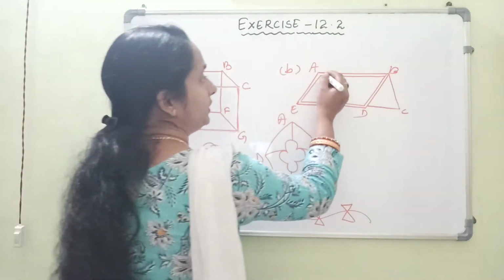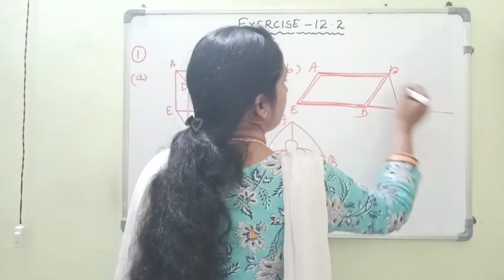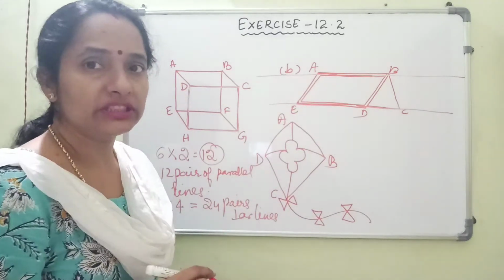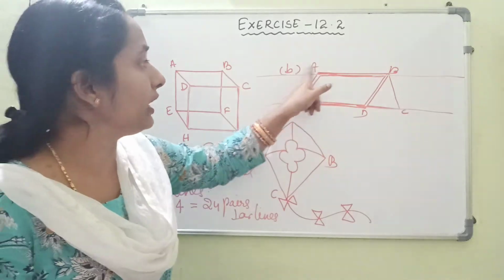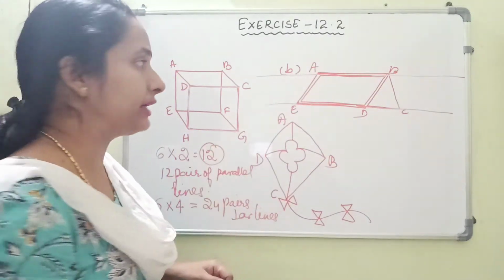Now you will observe this side AB and this side ED. If you extend them, will they meet? No. This means these two are a set of parallel lines. So AB is parallel to ED. One pair of parallel lines we got.